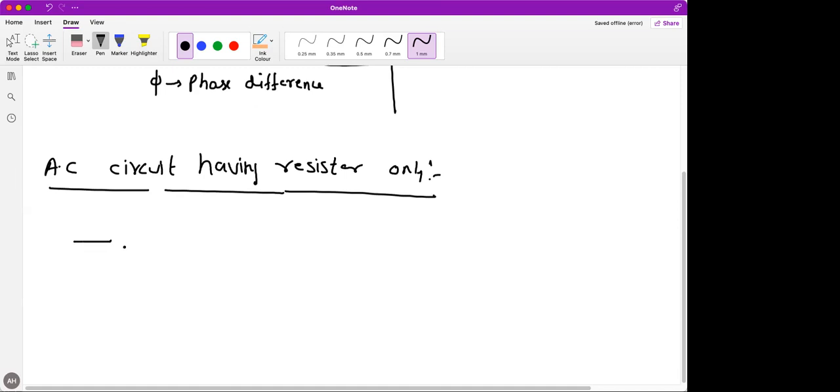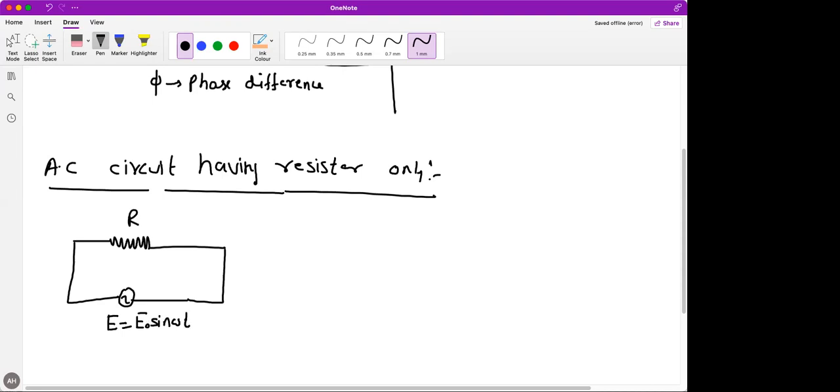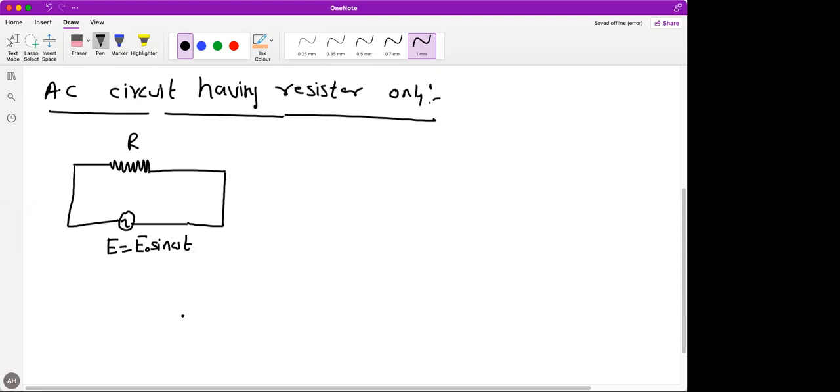Okay, let's start with the first circuit, the circuit having resistor only. This is resistor R. We connect this resistor to an AC supply. This is the symbol of AC supply. The AC supply is E equals E naught sine omega t. So we need the equation of current here.